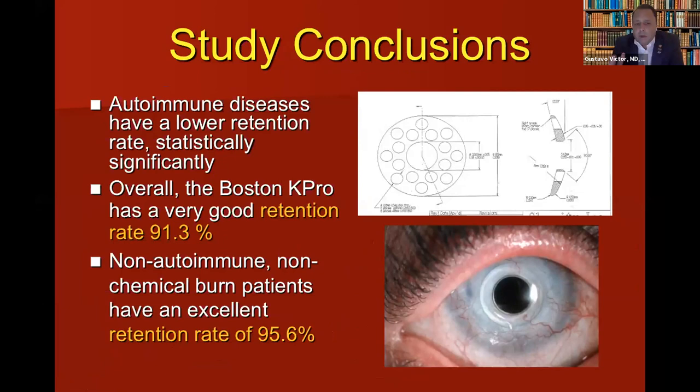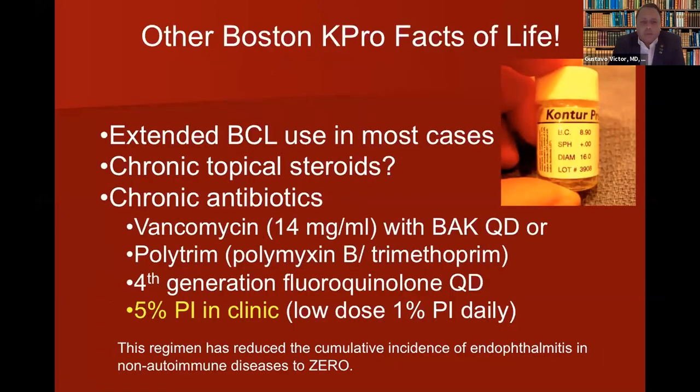So the take-home message is, if you have low inflammation and older patients, lower vascularization of the host cornea, you can improve the results. The opposite is also true. So these are all the things that we should do for life in this patient. Extended bandage contact lens in most cases.